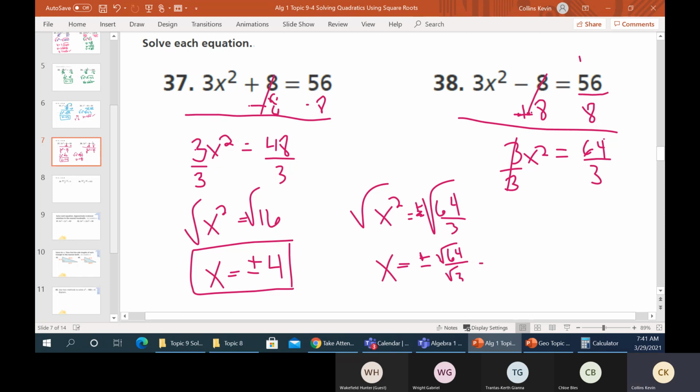So then what we can do is we can say, all right, well, the square root of 64, as it turns out, is actually 8, right? And then the bottom, we can't take the square root of. So we got 8 over the square root of 3.